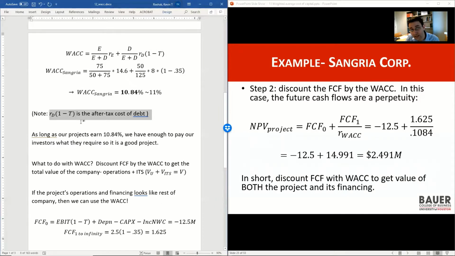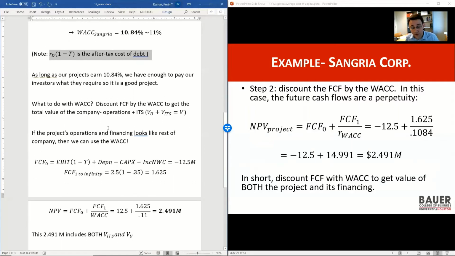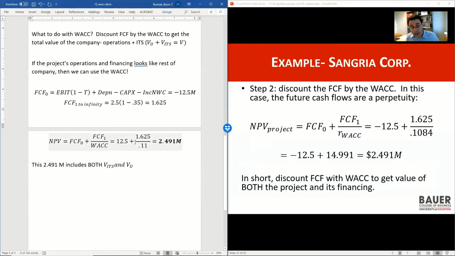What's the after-tax cost of debt? That means that we're already kind of pushing our discount rate down because of the tax shields. When we do that, that means that our valuation is going to go up. We push the discount rate down, that's going to increase the valuation by the amount of the tax shields. Okay, so that's what's included in this 2.491. It's going to be both operations and financing.